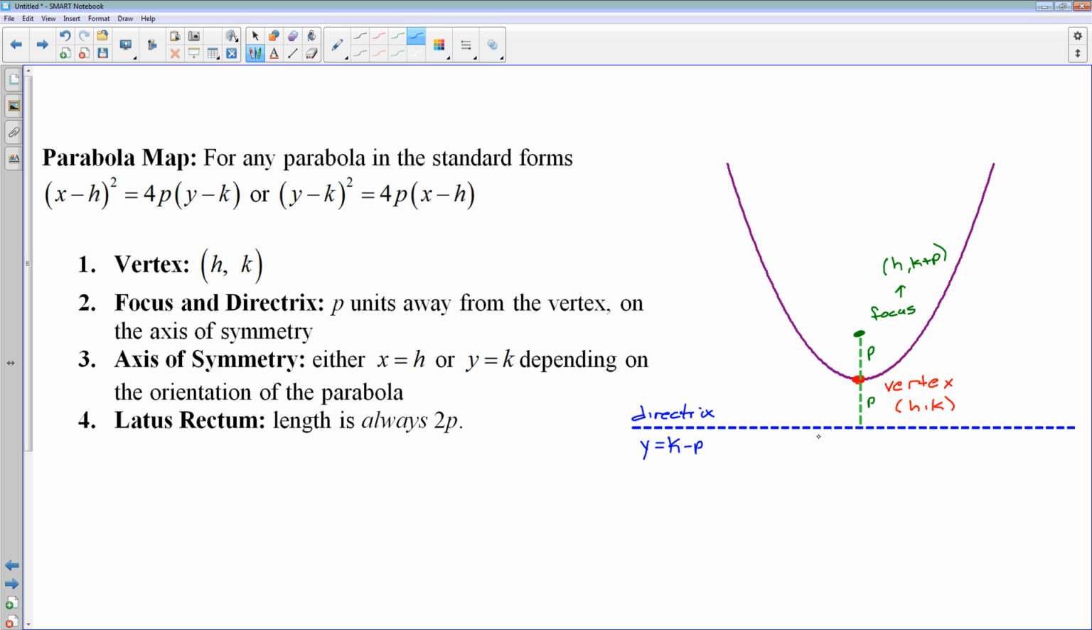Then you have the axis of symmetry. Your axis of symmetry is the line that splits your parabola into two equal pieces. That's going to be a line that comes right down the middle like this, and that's going to be our axis of symmetry. That's probably the easiest one to remember. So this is the axis of symmetry.